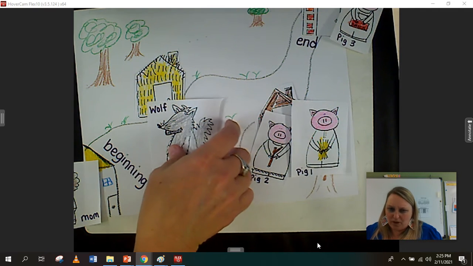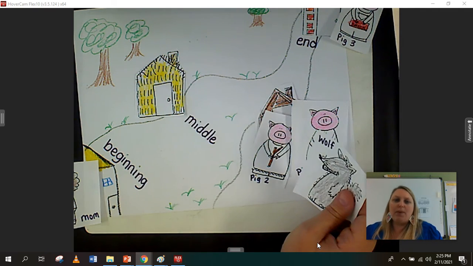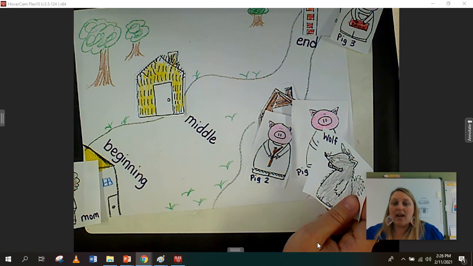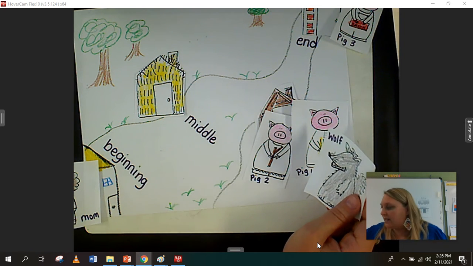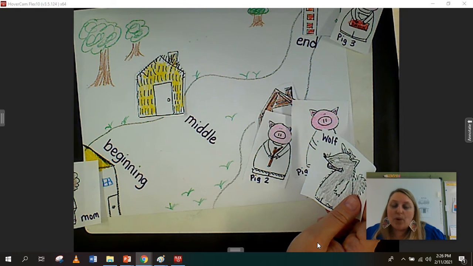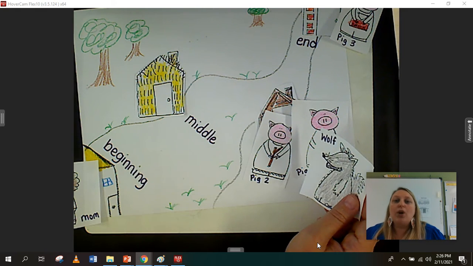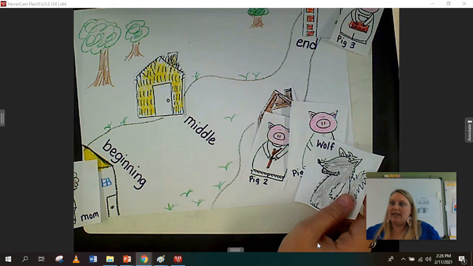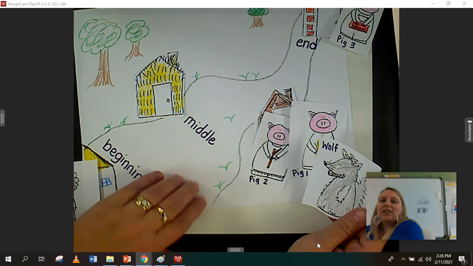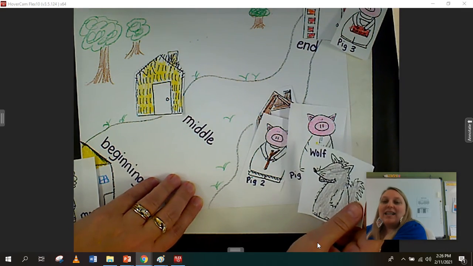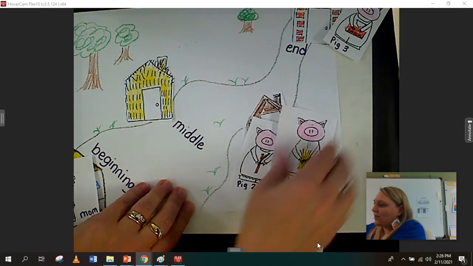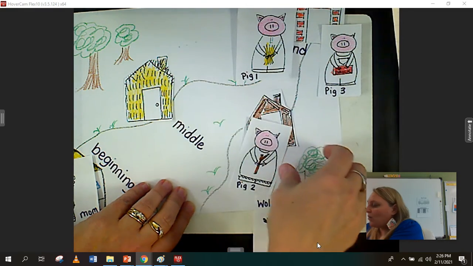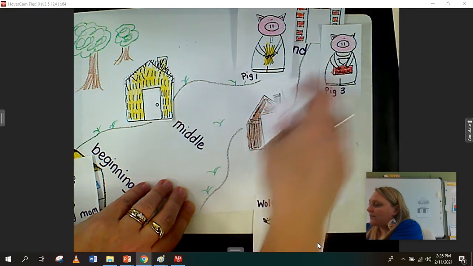Well, the wolf went over to the house of sticks and he said, "Little pigs, let me come in." And they said, "Not by the hair of our chinny chin chins." What did the wolf say? "Well, then I'll huff and I'll puff and I'll blow your house in." And that's exactly what he did. He huffed and he puffed and he blew that house in until those little pigs ran to the third little pig's house. And they all went inside the brick house.